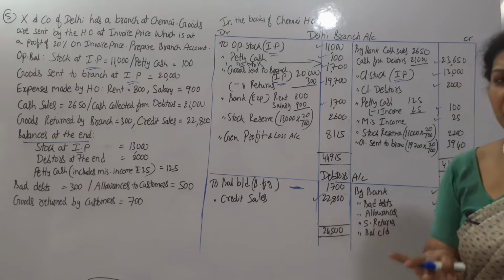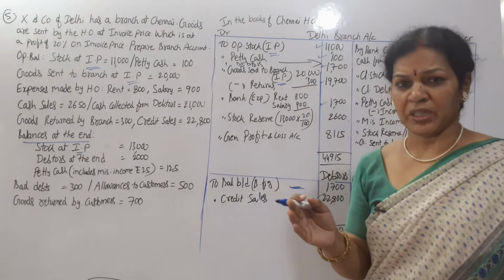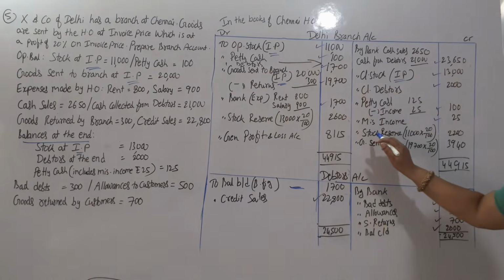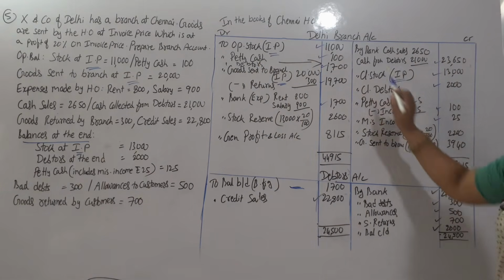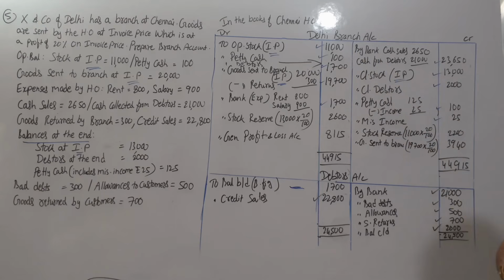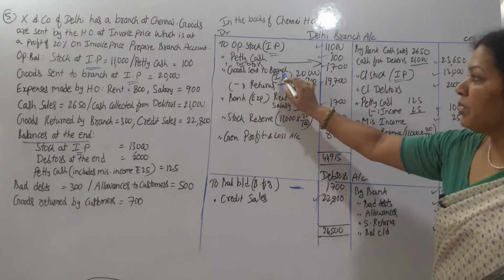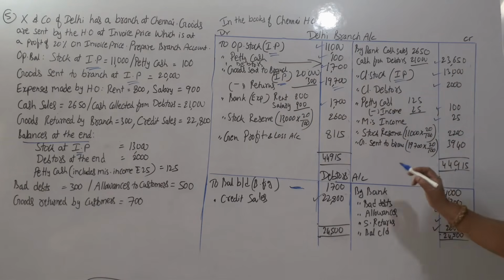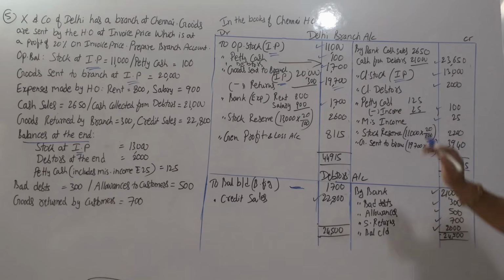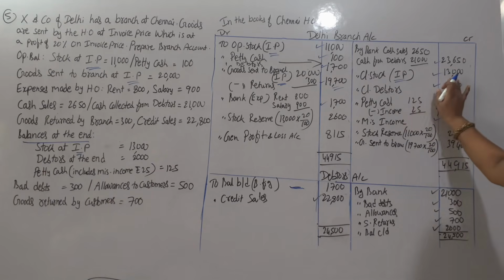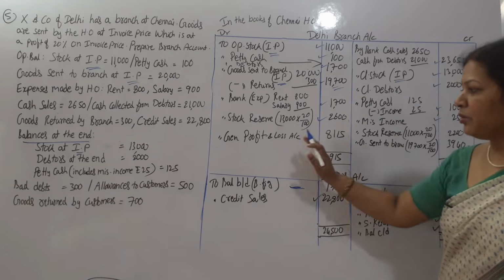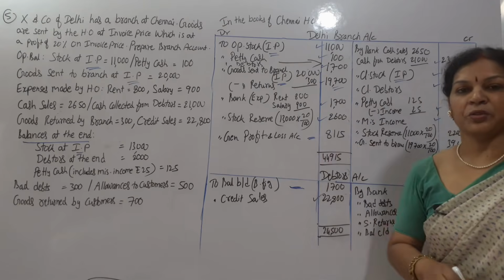And invoice price, no? So the extra invoice price whatever is there, that we have calculated. Opening stock we have at invoice price, so that is stock reserve 11,000 into 20 by 100, so 2,200. In the same way, goods sent to the branch, this is also invoice price. Total amount is 19,700. 19,700 into 20%, it is 3,940. In the same way, closing stock also 13,000 into 20%. That's it. At the end, you got general profit of 8,115.